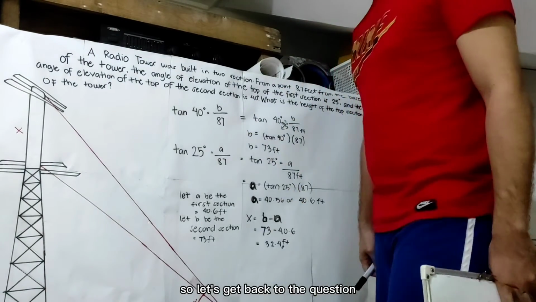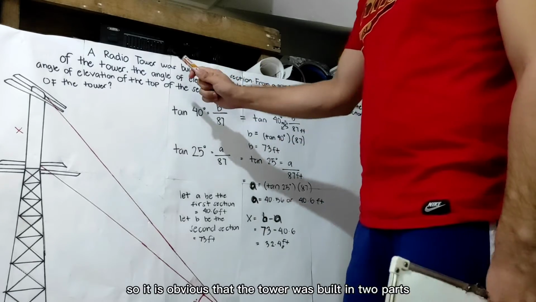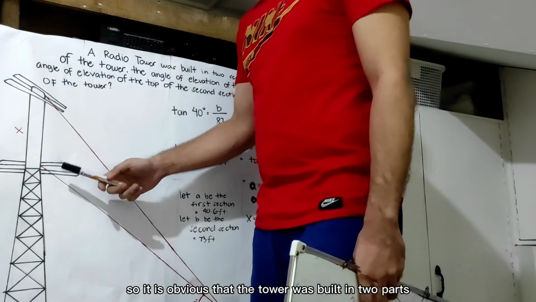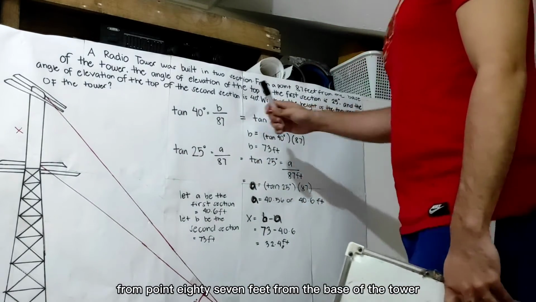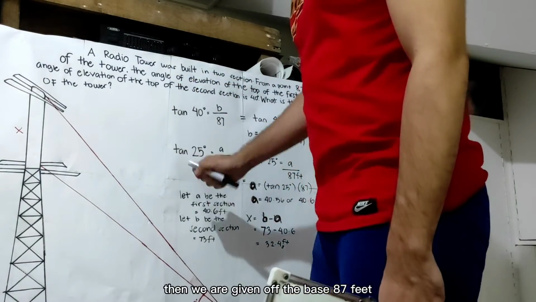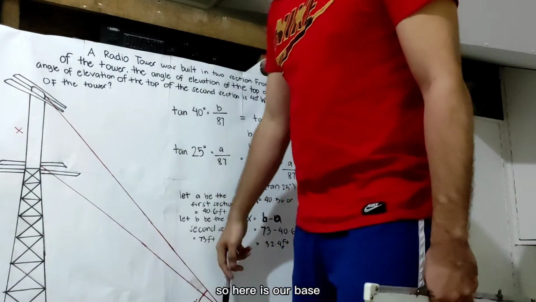So let's get back to the question. A radio tower was built in two sections. So it is obvious that the tower was built in two parts, Part A and Part B. From a point 87 feet from the base of the tower, we are given the base, 87 feet. So here is our base.